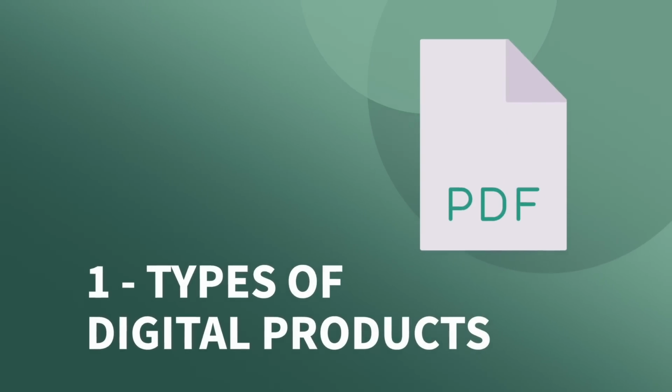But for now, let's talk about types of digital products you can sell online. There are so many different types of digital products out there that you can sell, but I find it helpful to put them into 2 main categories. The first category is digital products that are meant for printing, and the second category is digital products that are meant only for digital use.